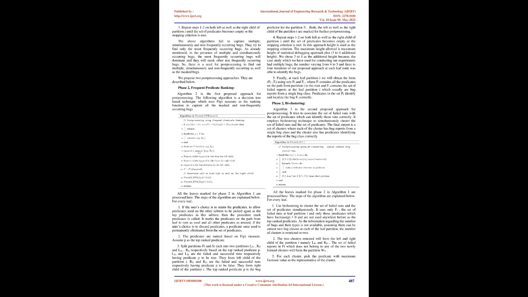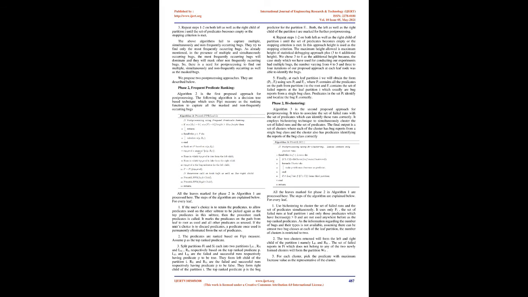They are described below. Phase 2, Frequent Predicate Ranking. Algorithm 2 is the first proposed approach for post-processing. The following algorithm is a decision tree-based technique which uses P measure as the ranking function to capture all the masked and non-frequently occurring bugs. All the leaves marked for Phase 2 in algorithm 1 are processed here. The steps of the algorithm are explained below.